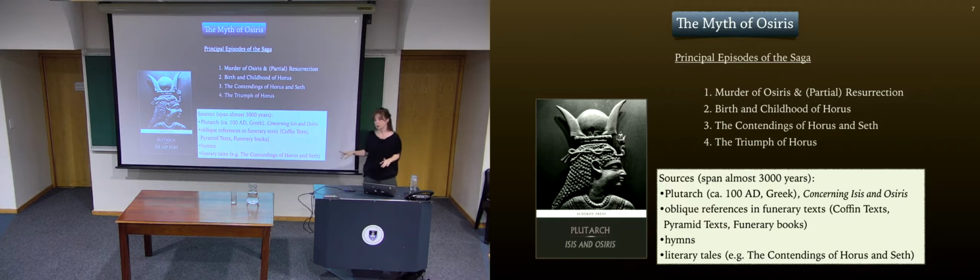We also do have some Egyptian literary tales. One in particular is called The Contendings of Horus and Seth. These literary tales more concern Horus and Seth. They don't really concern the death or murder of Osiris. But these literary tales give different versions of Horus's life and the conflict between him and Seth, and they're quite entertaining and interesting as well. But the important thing is that these different sources span almost 3,000 years. So of course there's variations and changes, and what will seem like to us contradictions at times.